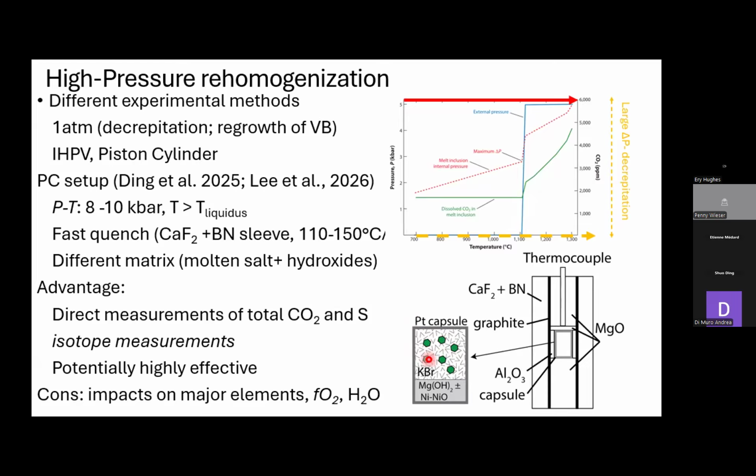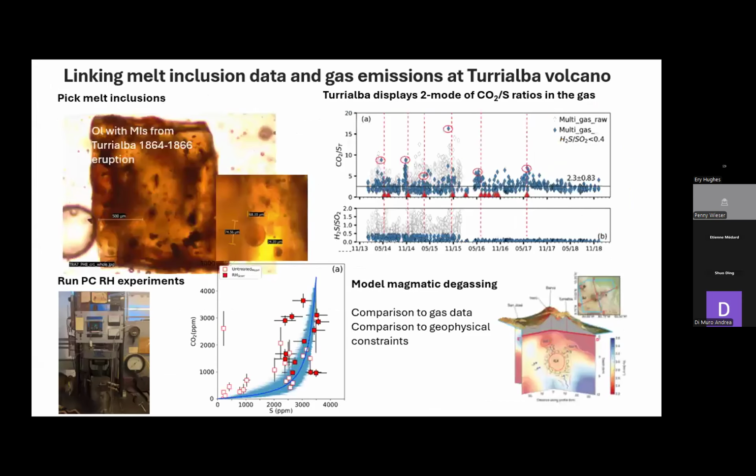But it also could have changed the fO2 and the water concentration in the melt inclusion. Therefore, we do recommend you also have a parallel set of untreated melt inclusions, especially if you want to constrain the oxygen fugacity and the water. All right.